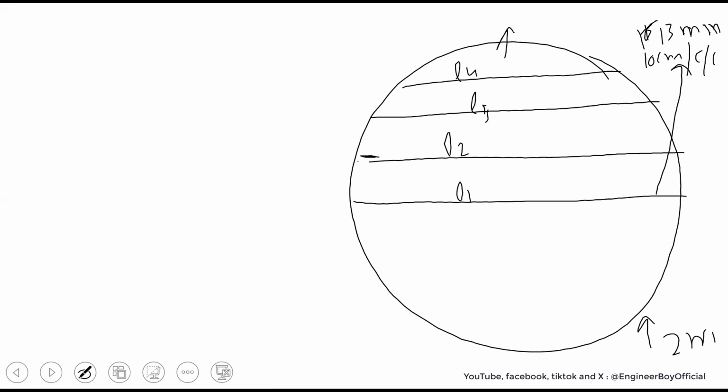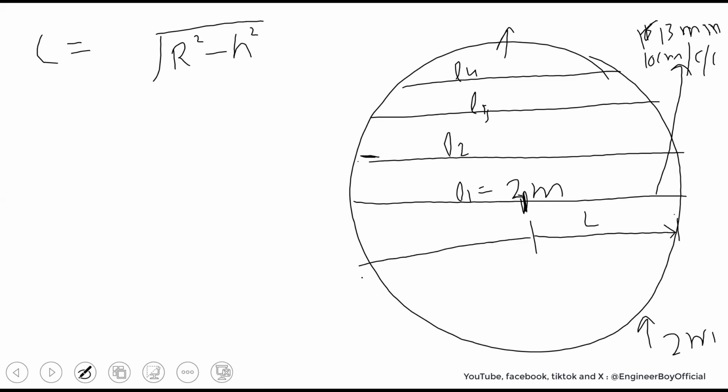L1 can be just the diameter, which is 2 meters, because this is at the middle portion. However, L2 is a little bit less than L1, and L3 is a little bit less than L2, and so on. There is a basic formula, the Pythagoras theorem, if you remember it. We calculate the length by the square root of r square minus h square, which is for the half bar's length. Since there are two sides, we multiply this formula by 2 to have the total length.